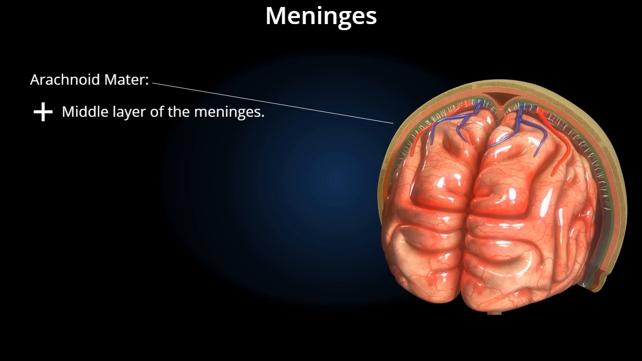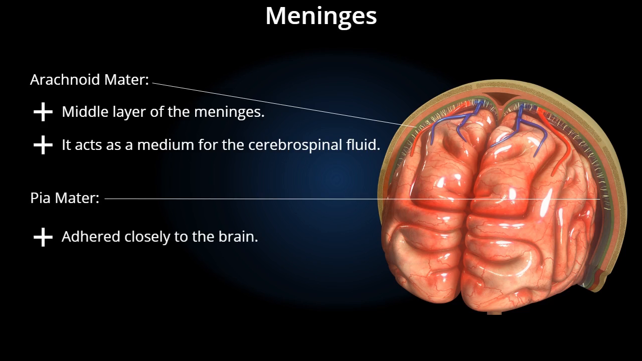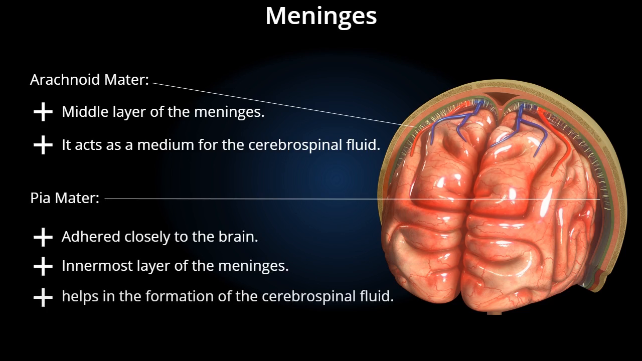The middle layer of the meninges, the arachnoid mater, acts as a medium for the cerebrospinal fluid. And lastly, the innermost part of the meninges is the pia mater, which adheres closely to the brain and helps in the formation of the cerebrospinal fluid. Together, pia mater, along with the cranial cavity, act as a cushion, dulling the force of impact by distributing it.